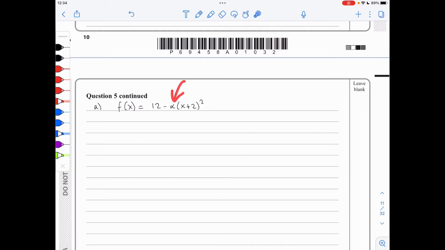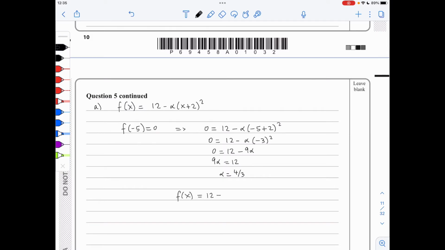I will be using the fact that f of negative 5 is 0, which means that 0 is 12 minus alpha times minus 5 plus 2 all squared. So 0 is 12 minus alpha times minus 3 squared. So 0 is 12 minus 9 alpha. 9 alpha is 12, which makes alpha 4 over 3. And therefore f of x is 12 minus 4 over 3 times x plus 2 squared.